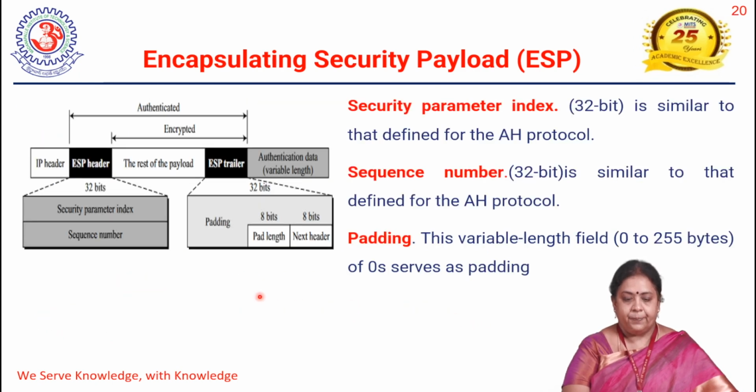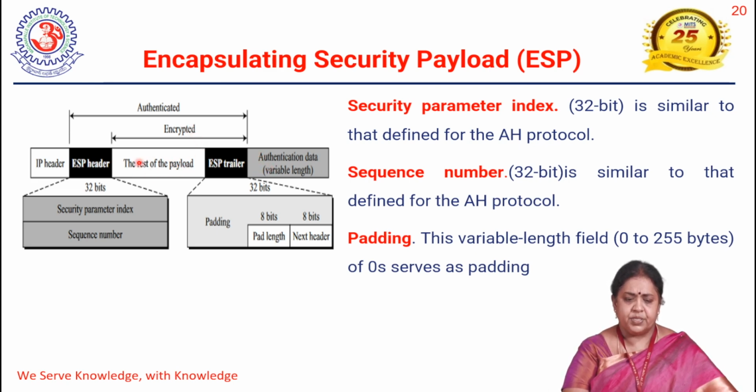So this is the packet. This is the ESP packet. Here, this whole is the IP packet. First what you are going to do is add the ESP trailer to the payload. Both are encrypted.